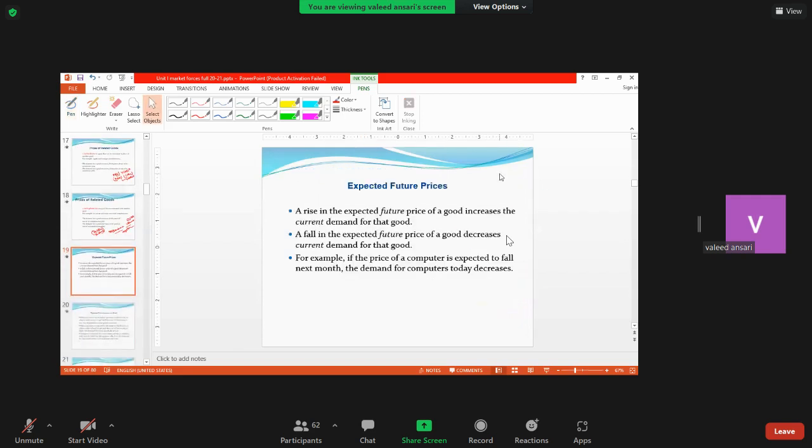Then there are other phenomena like expected future price and income. So let us take, please keep in mind the word expected. Expected means that what we expect to prevail in future.